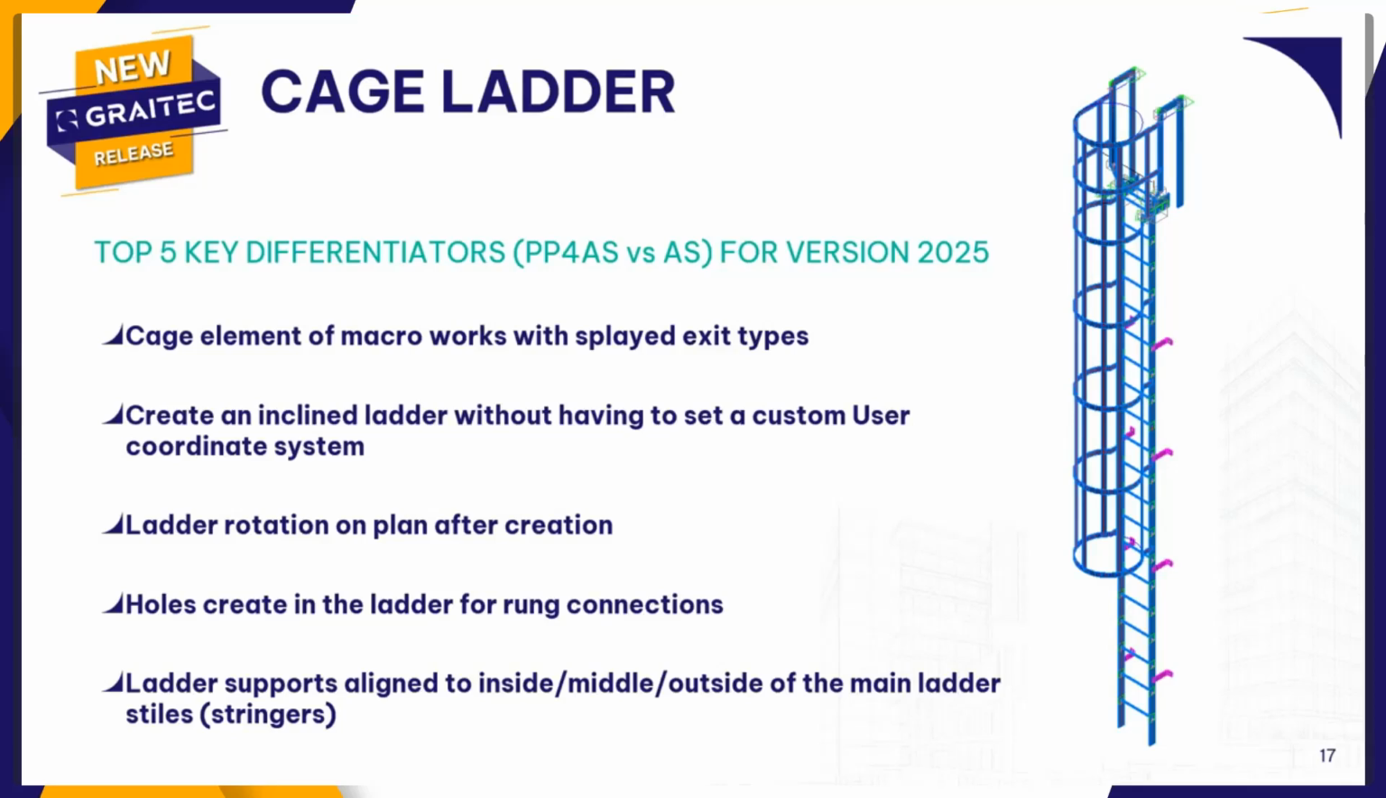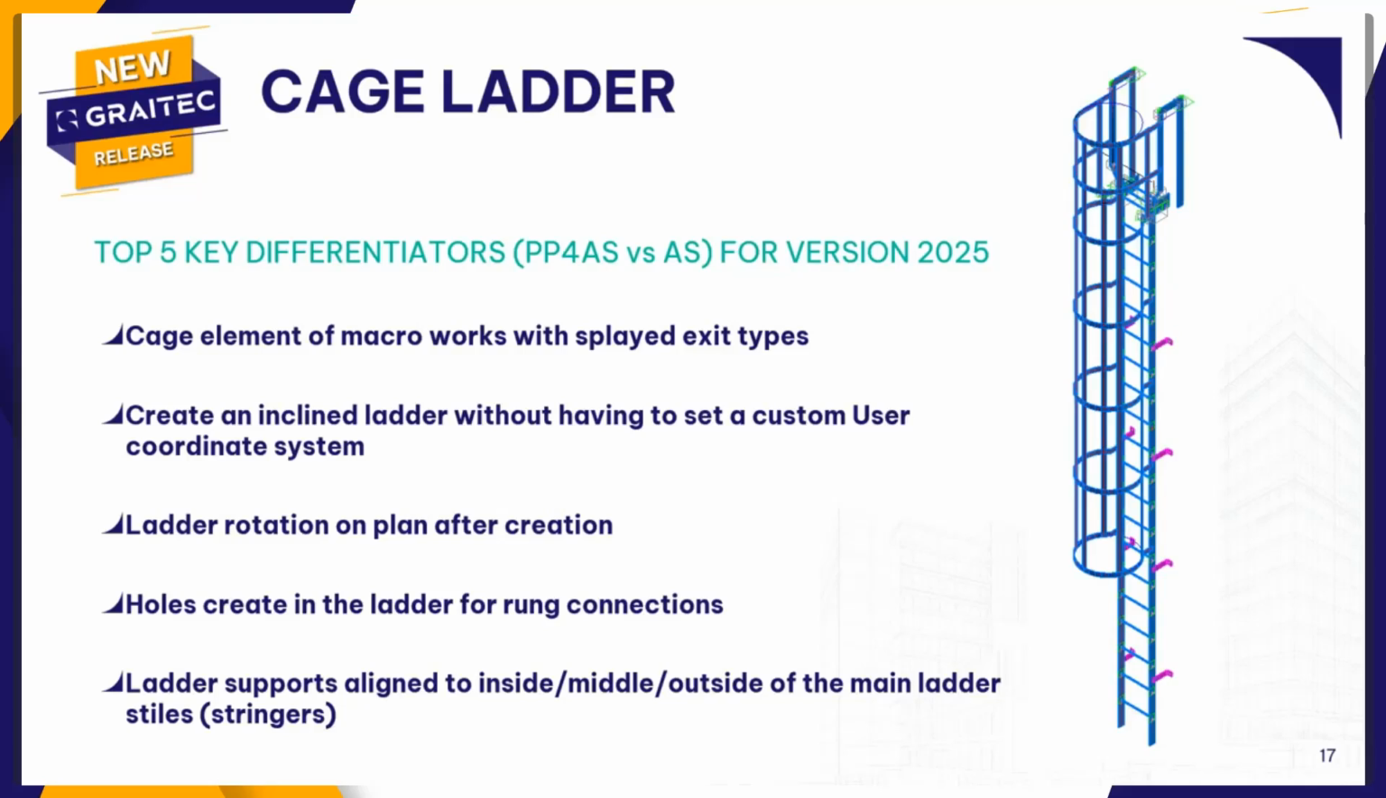You have the ability to incline the ladder without having to set the user coordinate system. You can adjust directly the inclination via the macro dialog. The ladder rotation on plan after the creation is not possible in Advanced Steel; you have to set the user coordinate system first and then create the ladder. Once you do that, you cannot move or rotate the ladder anymore.